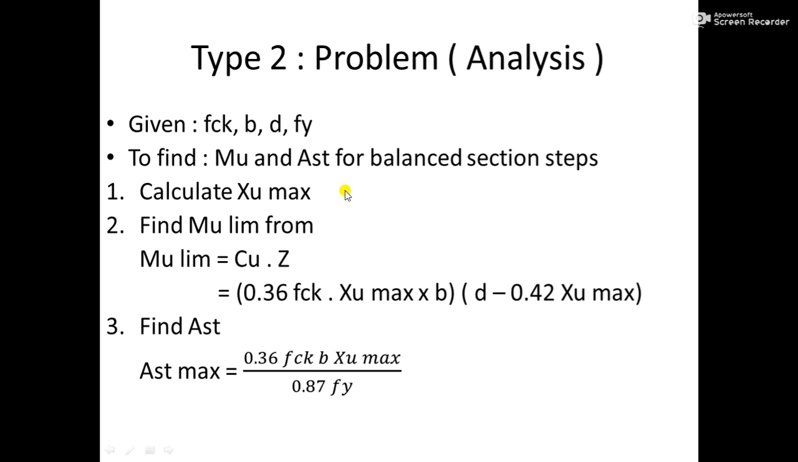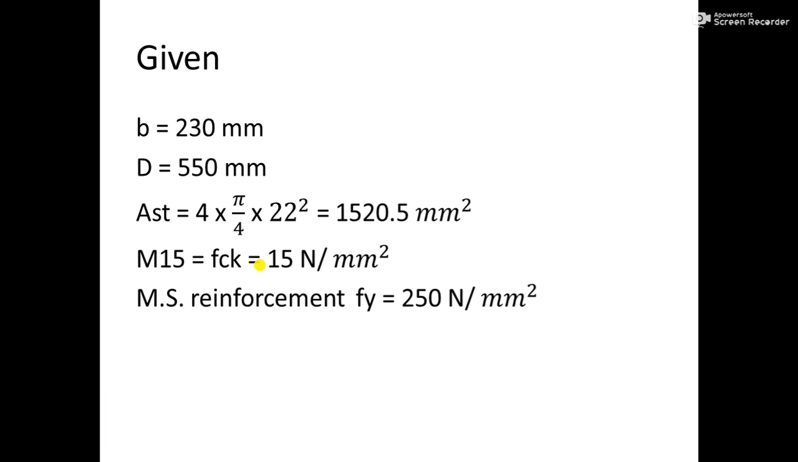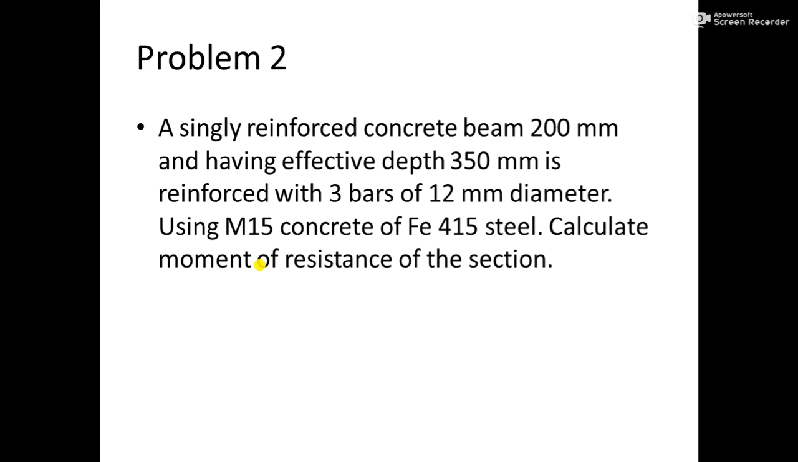If the section is an over-reinforced section, which is not allowed, it can be considered a balanced section, and for that purpose you have to directly calculate xu max and consider the compression side, because it is an over-reinforced section. Over-reinforced means extra steel is provided, so concrete will crack first. So you have to equate the compression side first. For that, the problem is as below.